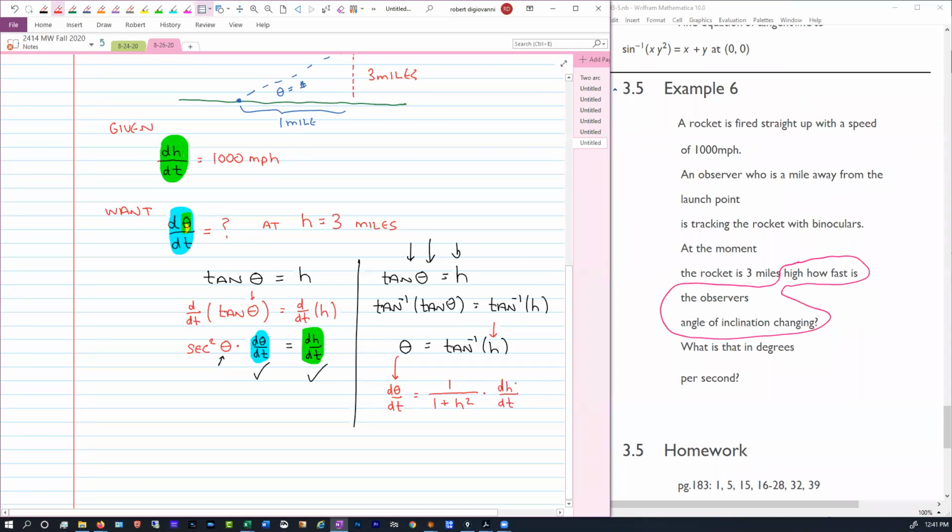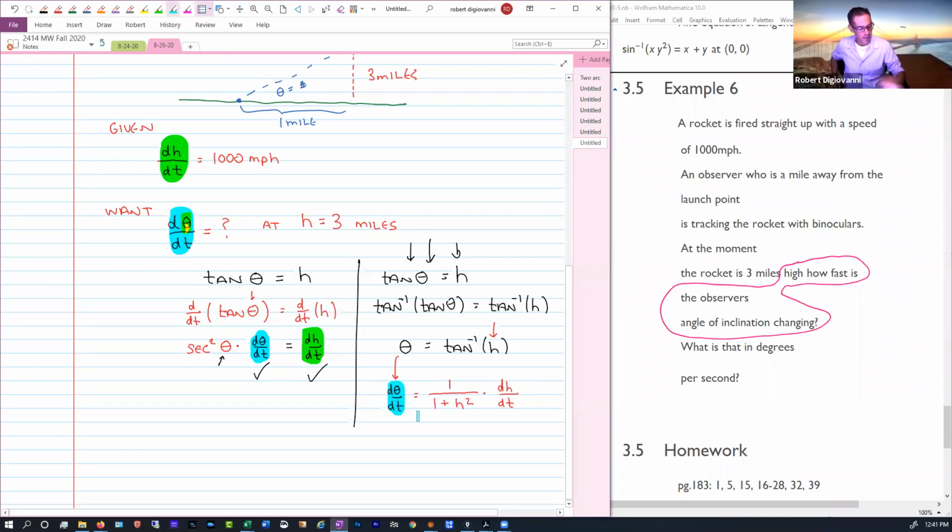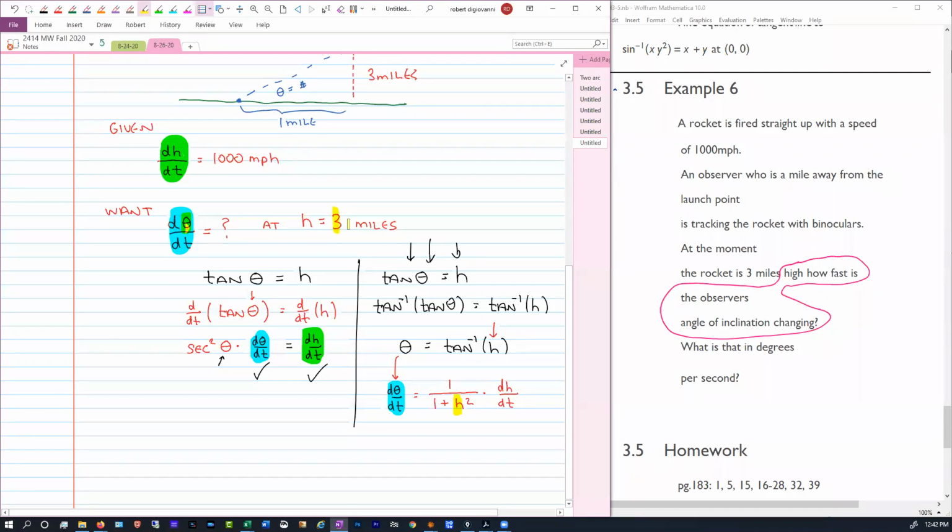Now, what's better about this answer? What is better? You still have d theta dt, right? Which is what we're looking for. But what's better about what you see on the right side? There's no secant. You don't need theta to get the answer, do you? All you need to know is what h is. Do we know what h is? Yes, it's 3. Okay, do we know dh dt?